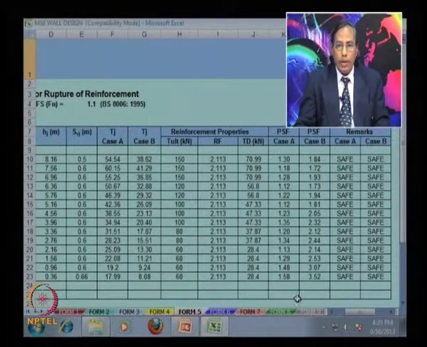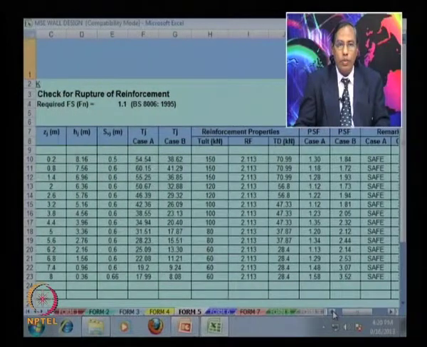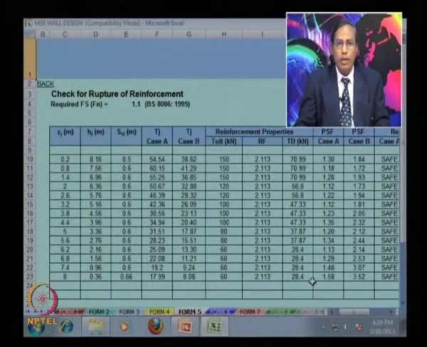So this is the part that I showed you, the check for the rupture of the reinforcement, and what will be the required factor of safety. So it is safe. So for any length or any height, you can design with this Excel program. With this I finish today's lecture.